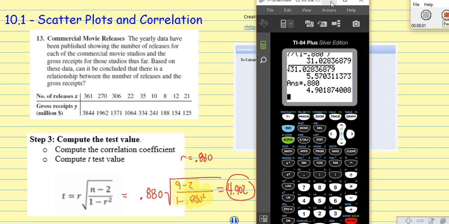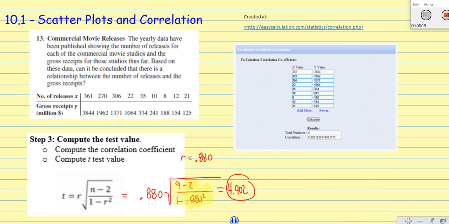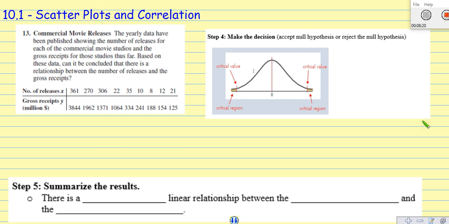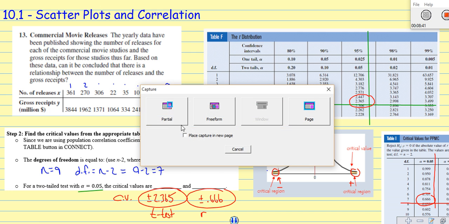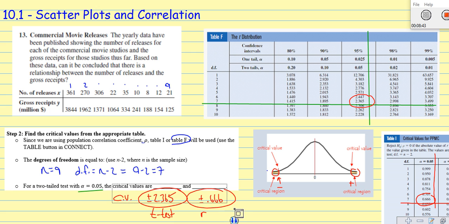Alright, so let's bring those test values over to my next page. A couple things we have. We know that our R value is 0.880. We know that our t-test value is 4.902, and that's positive or negative. We go back to our previous page right here, and let's pull our critical values. I'll take a snapshot of that. It'll be easy to pull it across.